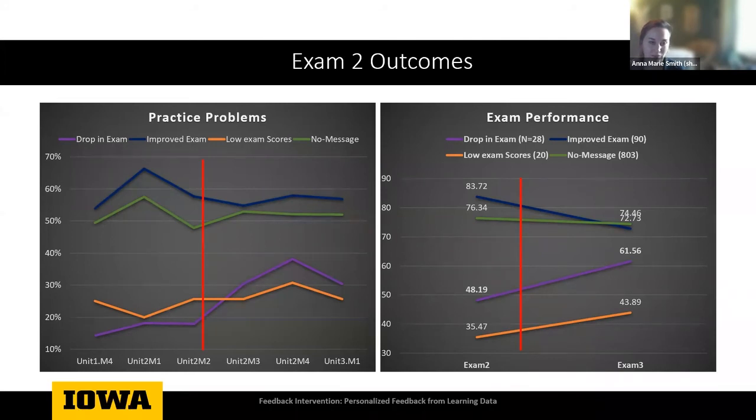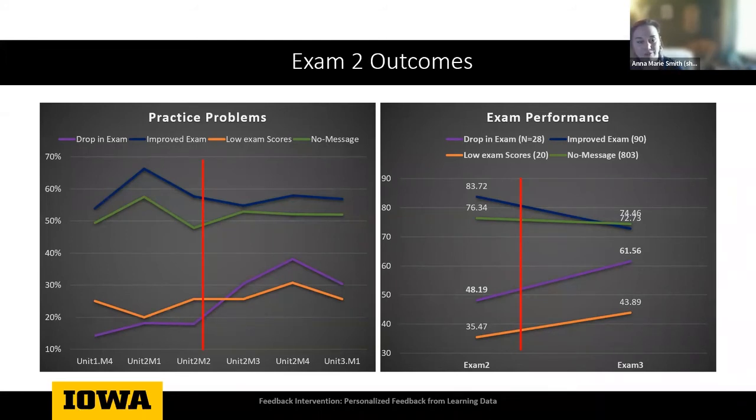And you can see that the groups behave differently. That red bar is indicating before and after, pre and post. You can see that the drop in exam scores had a substantial increase in students who completed the practice problems. Again, it's hovering around 30%. So that's not great, but it is more than prior. And then the students who had a low exam score had a very, very small increase in practice problem completion.